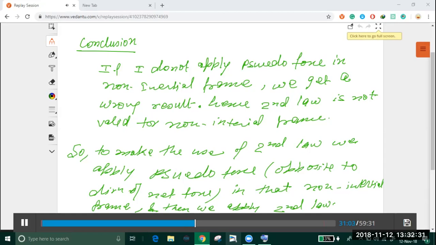If we apply, not pseudo force, if we apply the second law in the non-inertial frame, we get a wrong result. Right? Hence, the second law is not valid in non-inertial frame. So to make use of the second law, we apply the pseudo force opposite to the direction of net force in that non-inertial frame, and then we apply the second law. Okay.